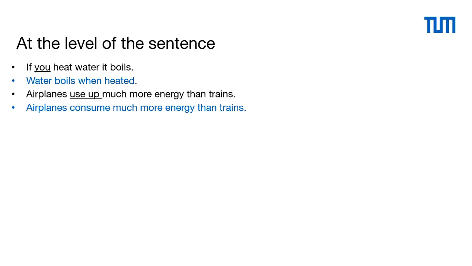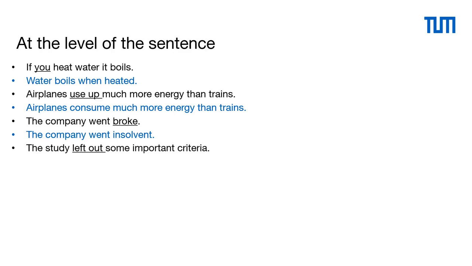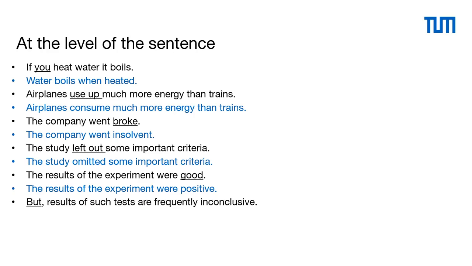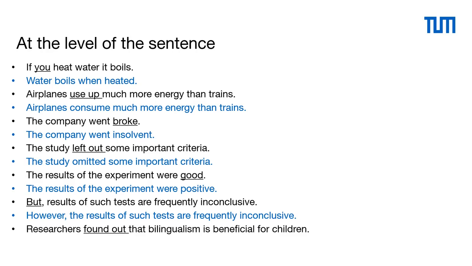The next sentence uses the phrasal verb use up, which can be replaced with consume to make it more academic. The third sentence uses the slang word broke, which can be replaced with insolvent. In the next, we have another phrasal verb, left out. Here, using omit makes the sentence more formal. The word good in the next sentence can be replaced with positive. And then the but at the beginning with however. In the final sentence, found out can be replaced with discovered.